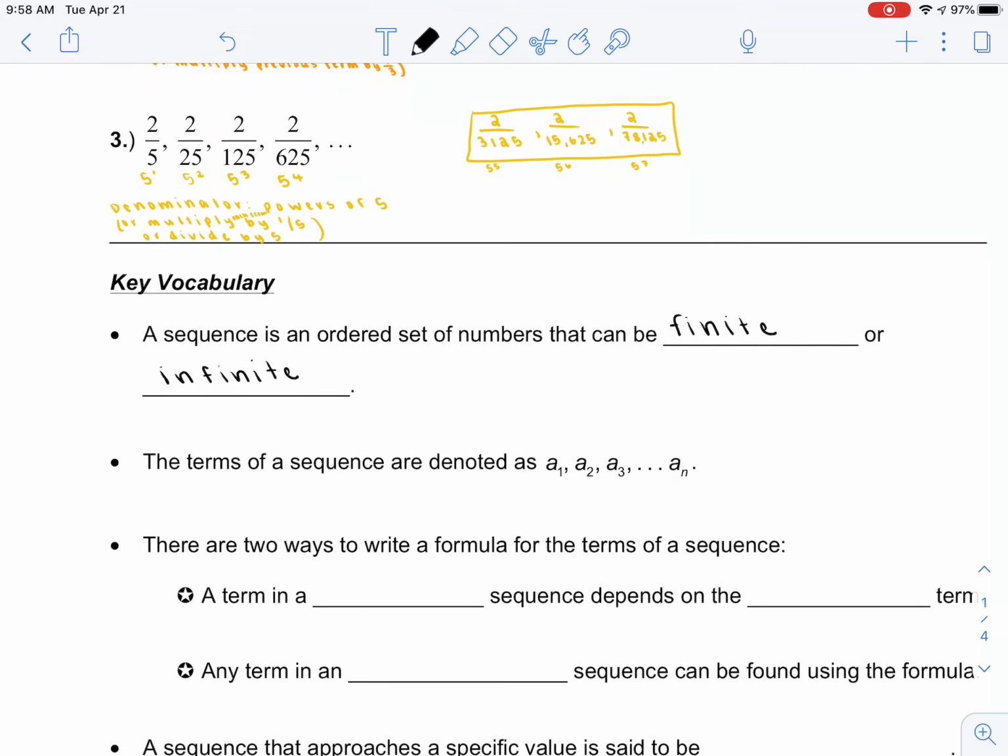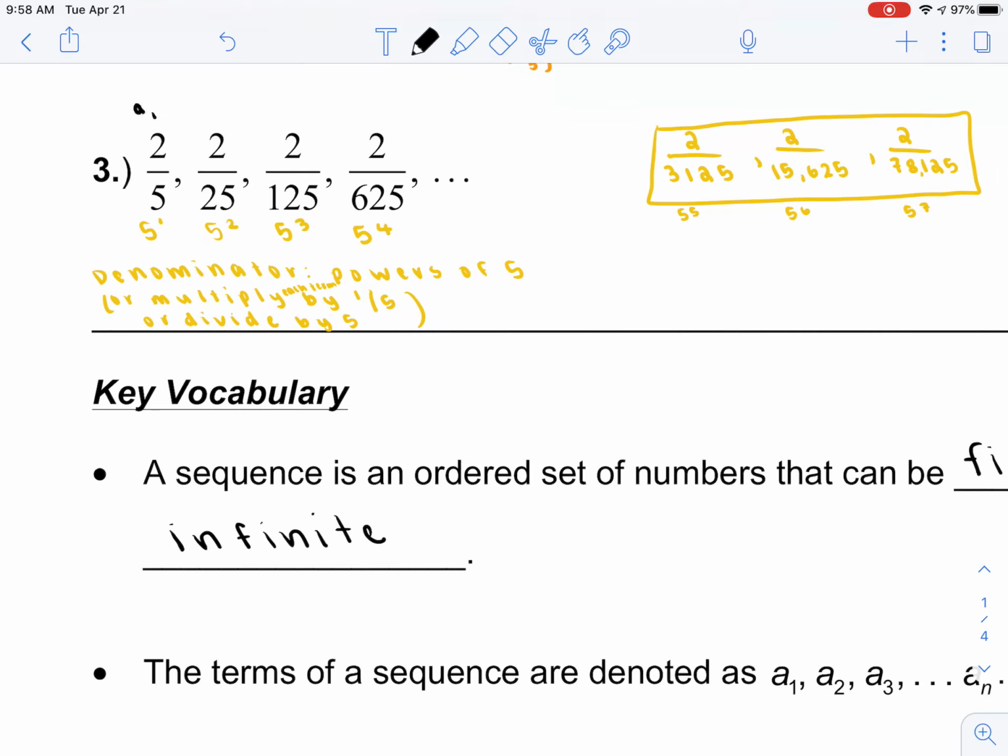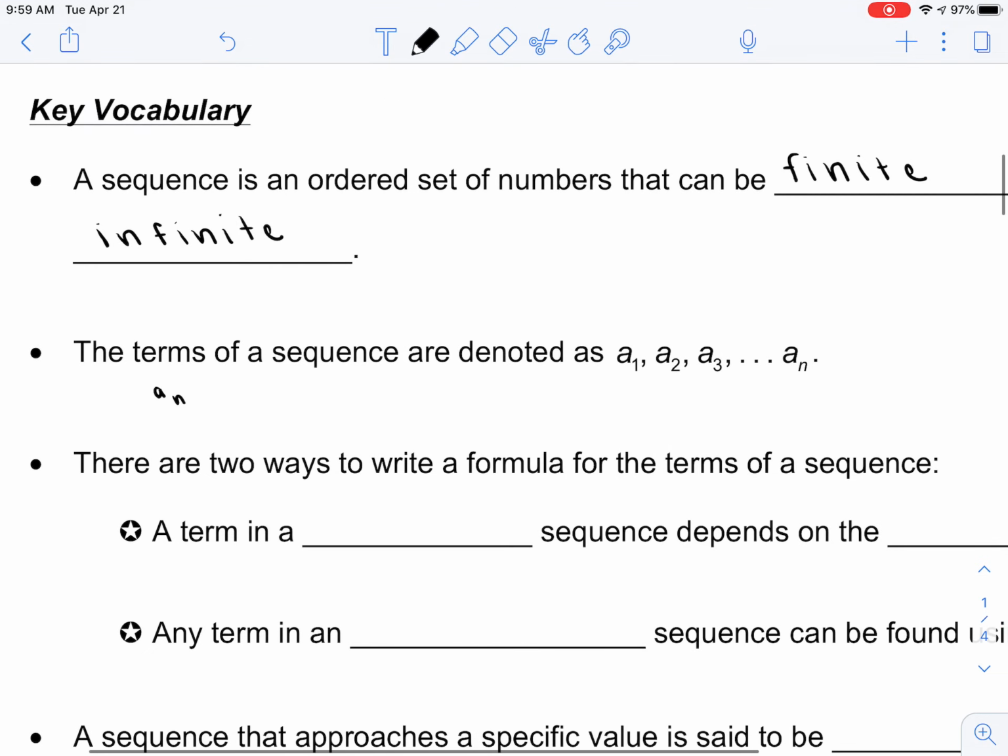When we talk about the terms of a sequence, we use subscripts. So the first term, if you go back to question 3, we call that a sub 1, a sub 2, a sub 3, a sub 4, and so on and so forth. When you're writing a rule, you use a sub n to talk about any term in the sequence. And we'll get into that more as we progress through the unit, as I said earlier.